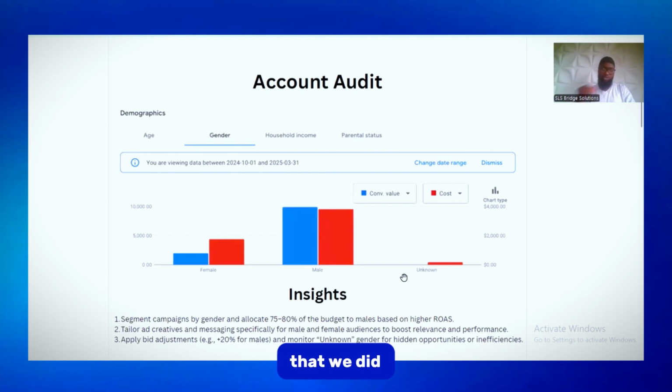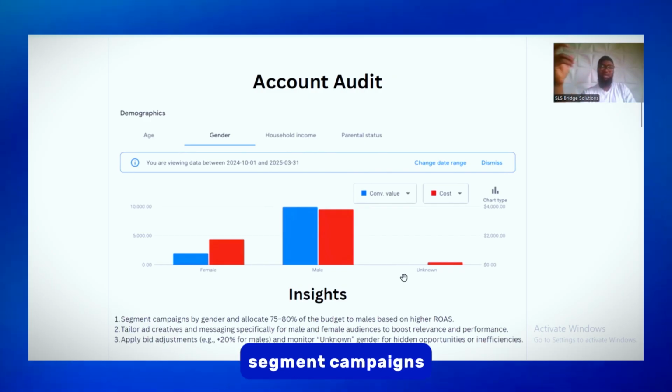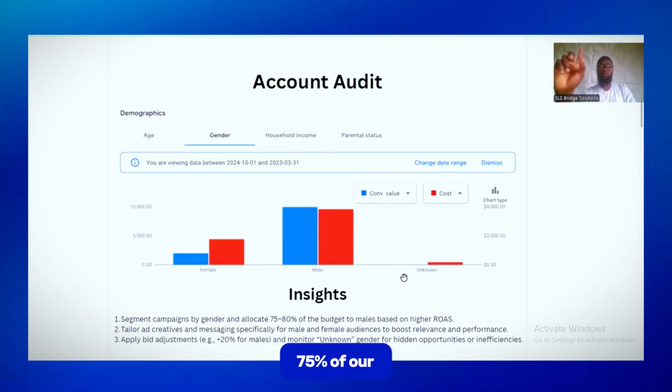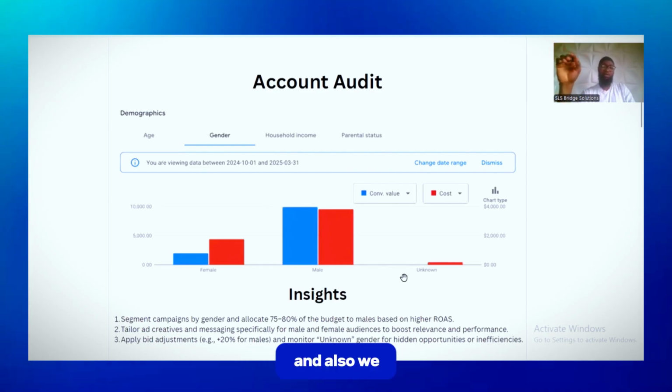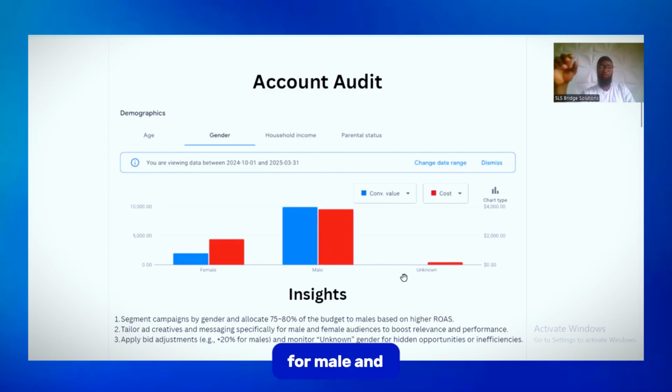So one of the first things that we did was the account audit, like I said. So from the account audit, we were able to get some very good insights, which is about the fact that we need to segment campaigns by gender and also allocate 75% of our budget to male audience based on the fact that they have been giving higher return on ad spend in the previous campaigns that we saw before planning this new campaign. And also we tailor our ad creatives and messaging specifically for male and female audiences to boost relevance, because we saw that there are both males and females who are interested in this offer.